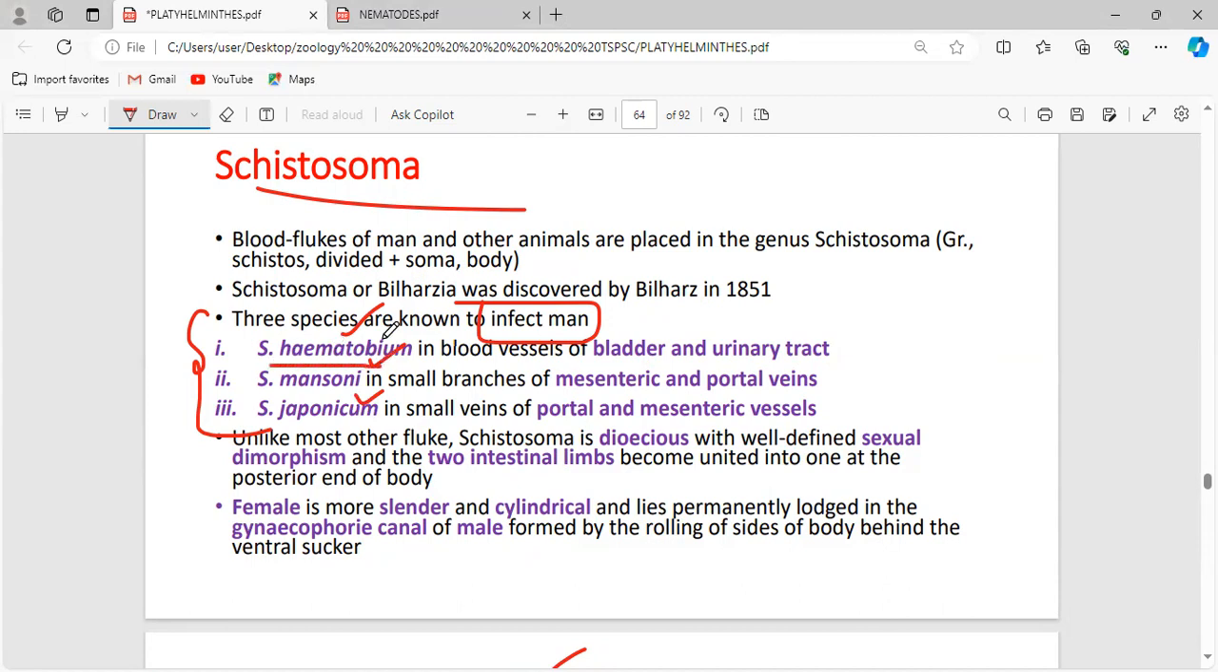And you have to remember where they inhabit in that particular man. In case of haematobium, in the blood vessels of the bladder and urinary tract. In case of mansoni, it is in the small branches of the mesenteric and portal veins. In case of Schistosoma japonicum, in the small veins of the portal and mesenteric vessels. These are the three important species under the blood flukes.